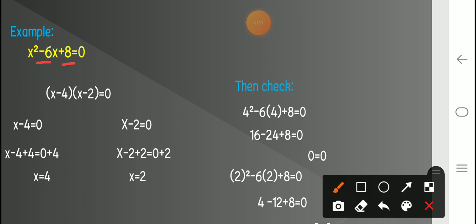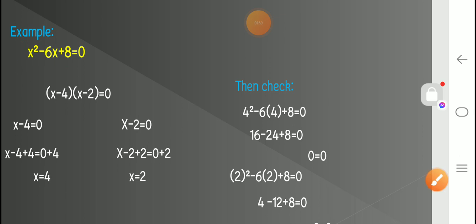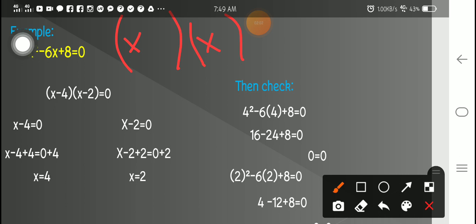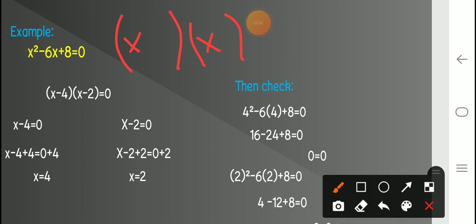So we're ready for our factors. Since x squared has an implied coefficient of 1, the first terms of our factors are the same, like this: x, x. So again, we're going to find the factors of 8.